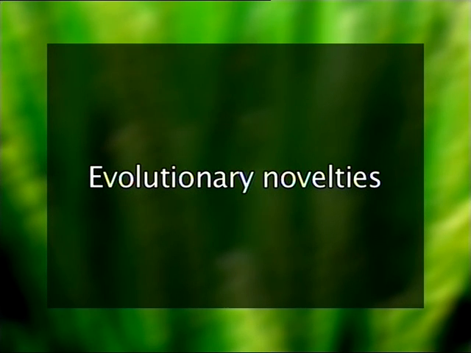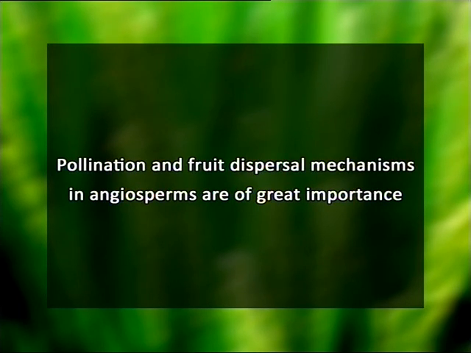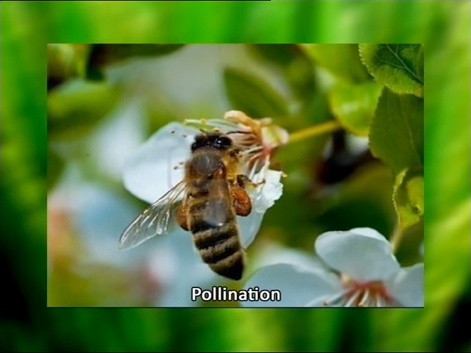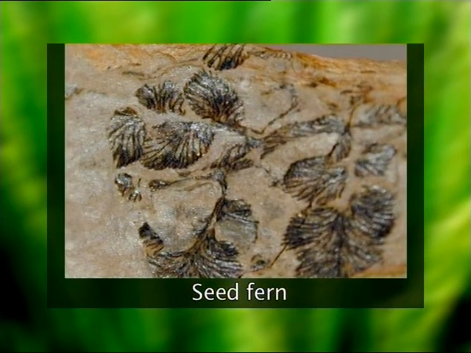After discussing these various hypotheses, there are various evolutionary novelties that we see in angiosperms that are believed to have played a pivotal role in the diversification of angiosperms. Out of these various evolutionary novelties, the pollination and fruit dispersal mechanisms are of great importance. Pollination, in particular by insects, is even known from the fossil bennettites and seed ferns. Insect pollination was established by the time the core angiosperms had already evolved.